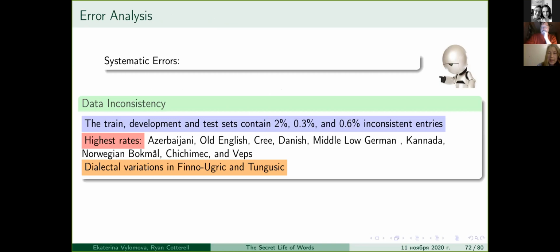And in UniMorph, the data is also not 100% clean. So we had some systematic errors due to that. And also some dialectal variations were present in Finno-Ugric and Tungusic languages.